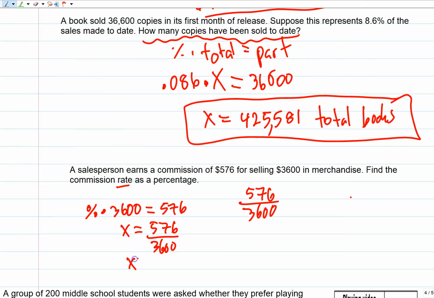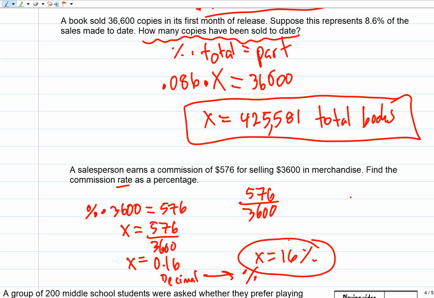That's 0.16. This person is not working for 0.16% commission. Remember, that is a decimal. So to turn that into a percent, we move it twice. So really, a 16% commission.